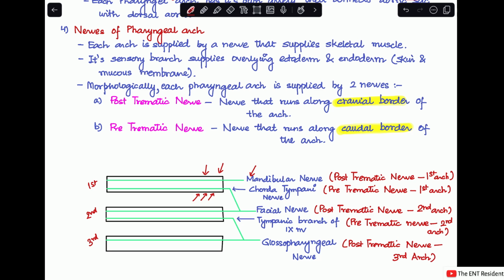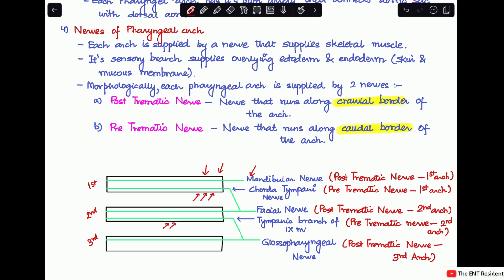This chorda tympani is a branch of the facial nerve. The facial nerve is again the nerve of the second arch. So you can see here that the facial nerve is the post-trematic nerve of the second arch. Then again, if you look at the caudal border of the second arch, you can see another nerve, which is the tympanic branch of the glossopharyngeal nerve. The tympanic branch forms the pre-trematic nerve of the second arch. And you can see over here, the third arch has only one post-trematic nerve, which is the glossopharyngeal nerve. There is no pre-trematic nerve.